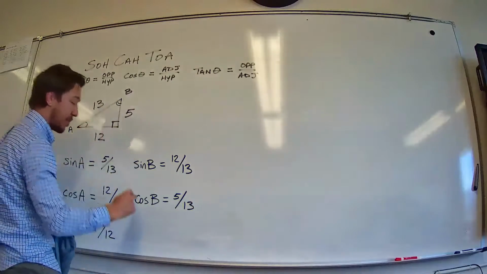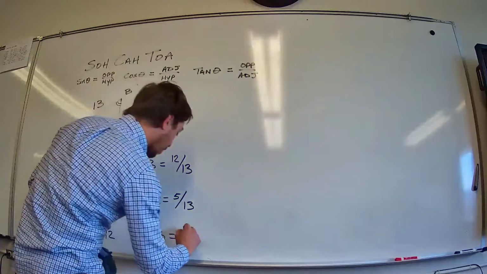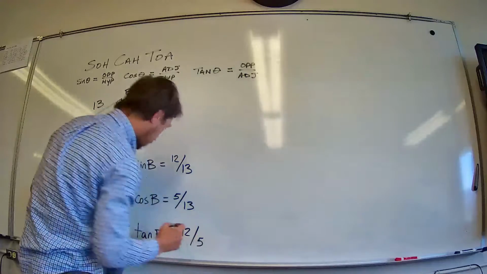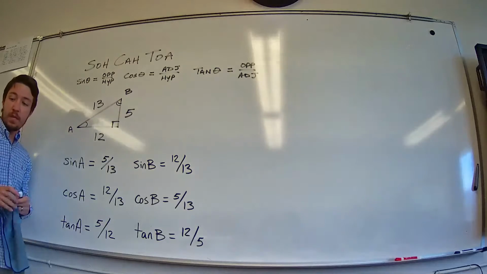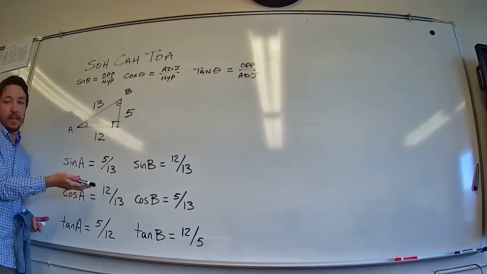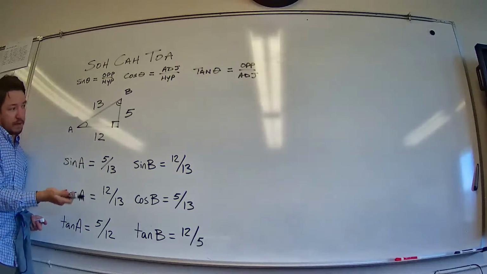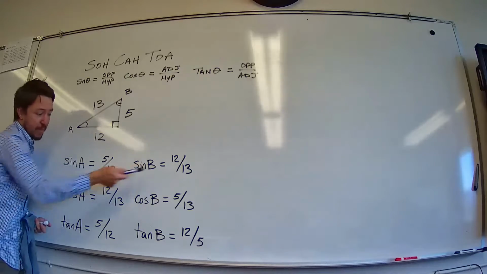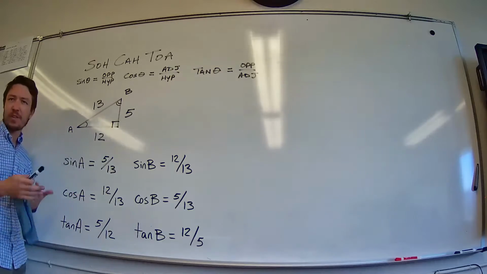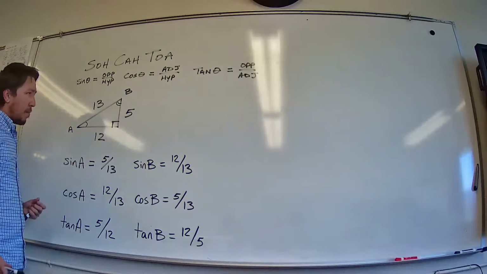And lastly, the tangent of B. It's pretty evident that there's a whole bunch of connections between these things. For example, the sine of B is the same as the cosine of A. And the tangents are reciprocals of each other. There are all these kinds of things going on that you could think about.